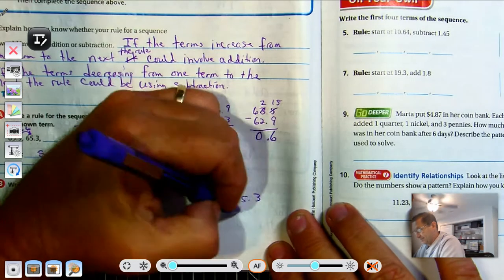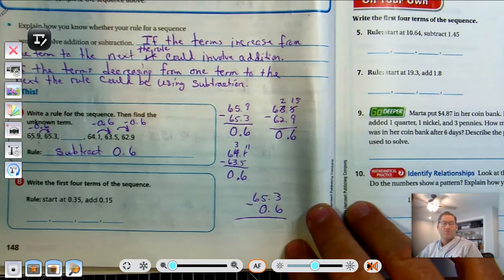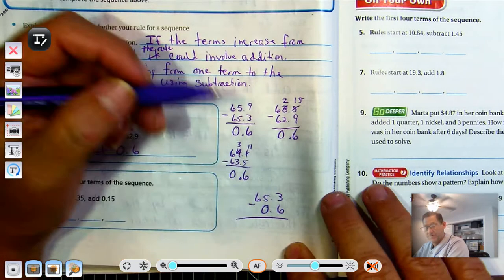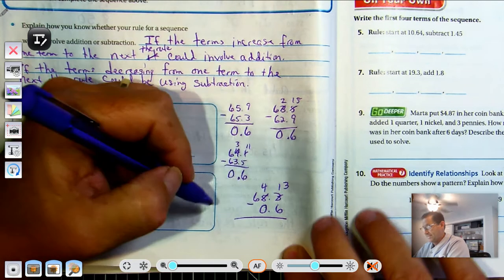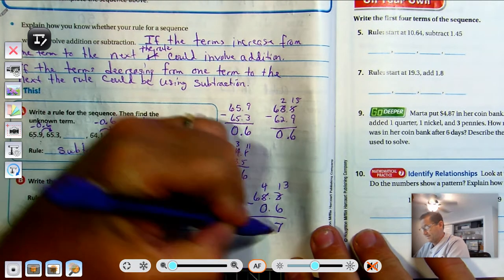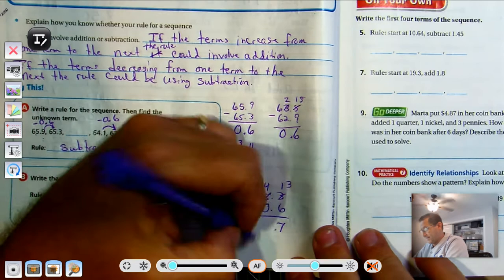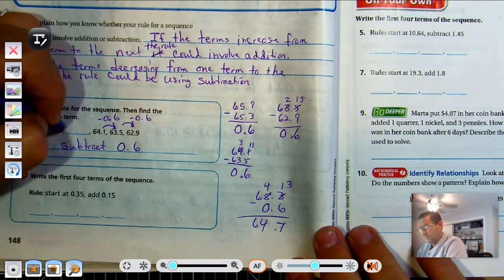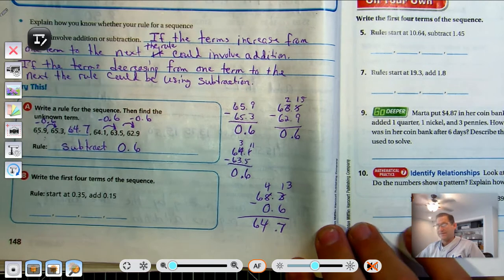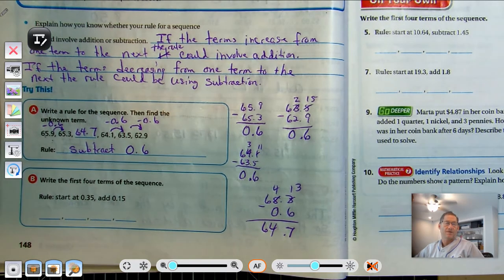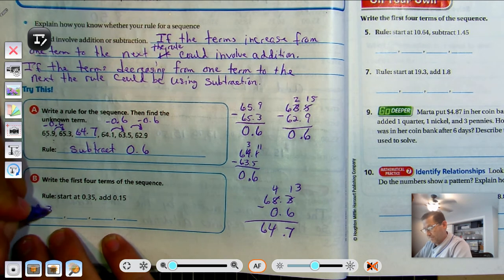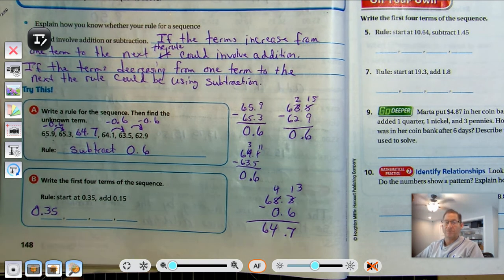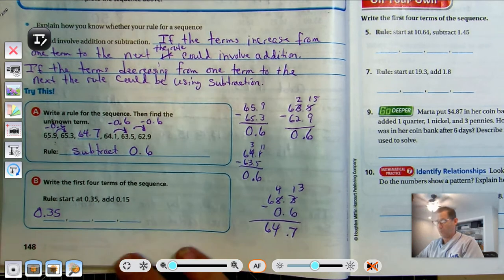Take away 6 tenths. Well, you can't take 6 tenths from 3 tenths, so regroup. 13 tenths take away 6 tenths is 7 tenths. And 64 take away nothing is 64. So 64 and 7 tenths is our missing number. All right, now write the first 4 terms of the sequence. So if they give us the first term and a rule, all we have to do is apply the rule to the first term and stop where they want us to.